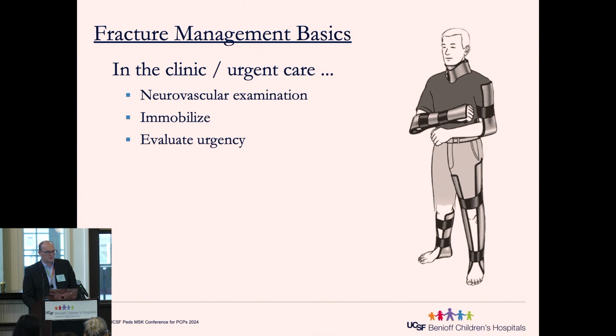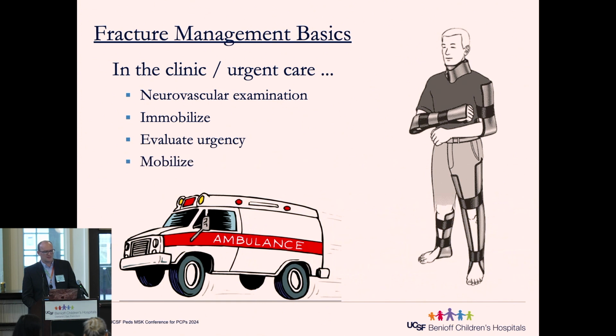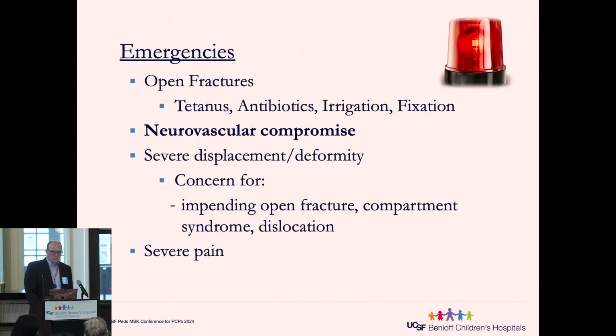And then you really have to evaluate the urgency. So if there's an open wound, the risk for infection is higher. If there's a nerve or blood vessel injury, we need to get them moving. If there's a really large displacement, you need to get them going and figure out how you are going to mobilize them. Is this something where you need an ambulance now, or you can get relative immobilization and get to an urgent care or to the orthopedic office later? But think about, in your basic fracture approach, how am I going to get this kid to the next step?